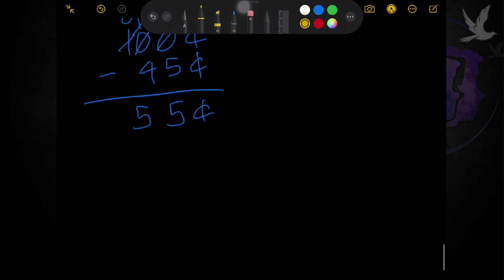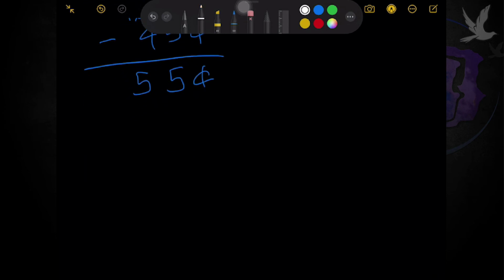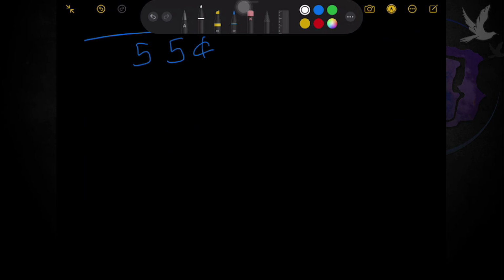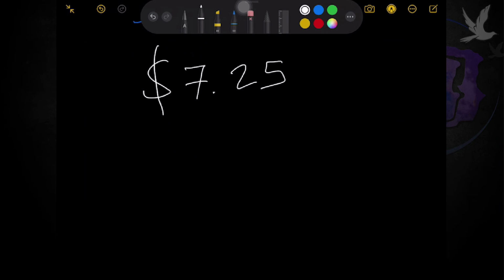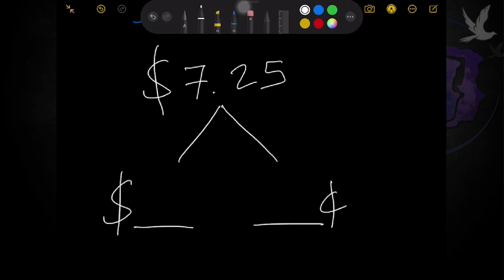Now we also have breaking down the number. Okay, breaking down the number. For example, what if we put them together? What if it's equivalent to, for example, $7.25? What if I'm gonna ask you to break it down to dollars and cents? So obviously for your dollars, you have 7. And for your cents, you have $0.25.